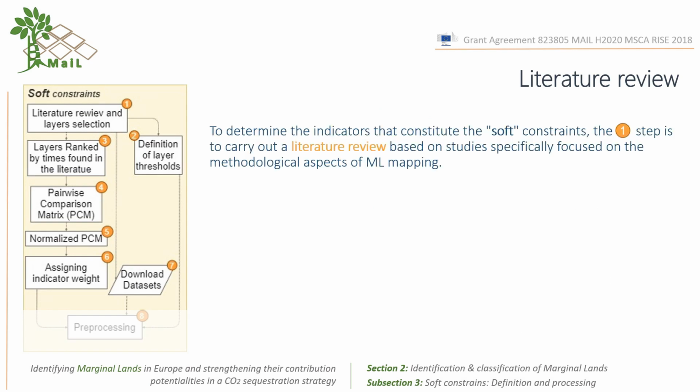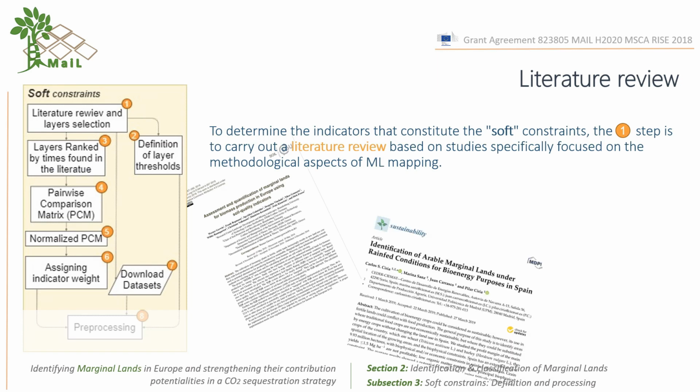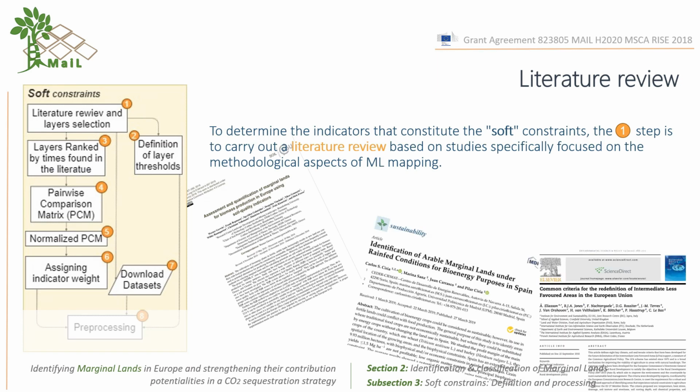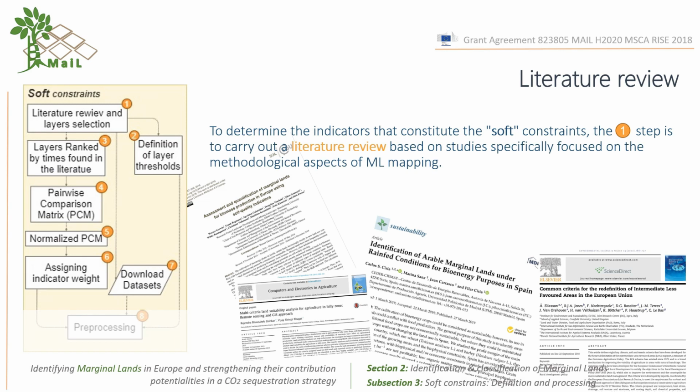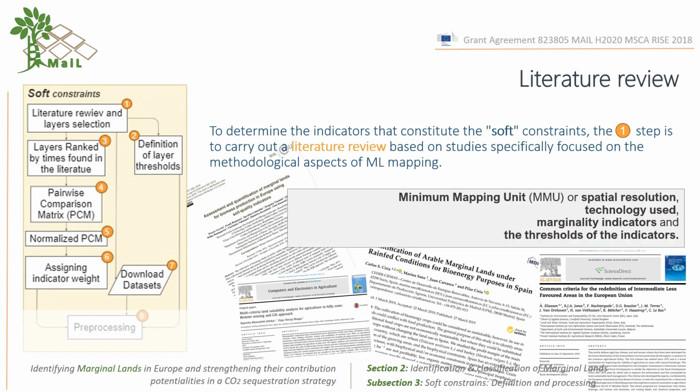The first step to determining the indicator that constitutes the soft constraint is to carry out a literature review based on studies specifically focused on methodological aspects of marginal land mapping. As a tip, in the literature review, we need to pay attention to the minimum cartographic unit or spatial resolution of the layer they use, the technology used to make the dataset, the indicator of marginality they use, and the threshold of the indicators with which marginality is nominated in each study.